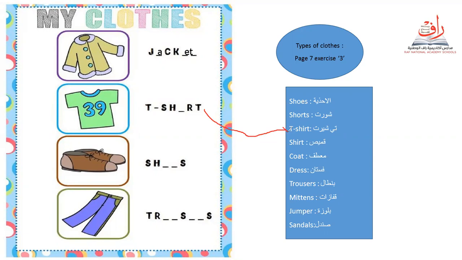Okay, what is the missing letter, Aline? It's I, excellent, t-shirt, excellent. Let's write I. Okay, small I because it's in the middle, excellent.